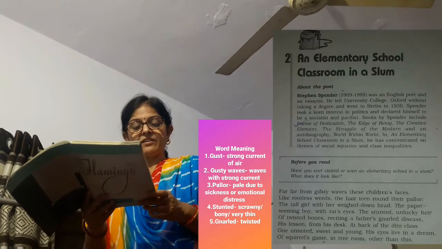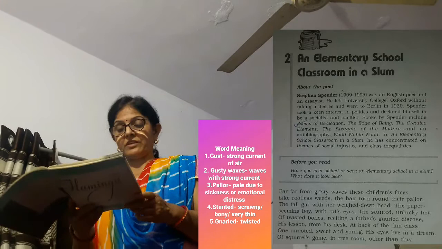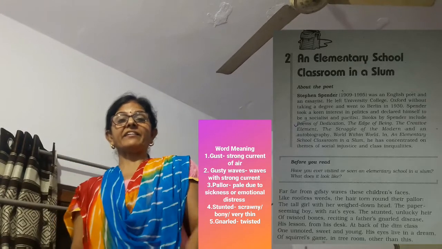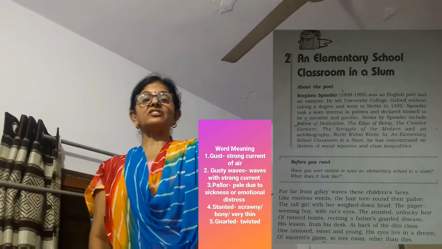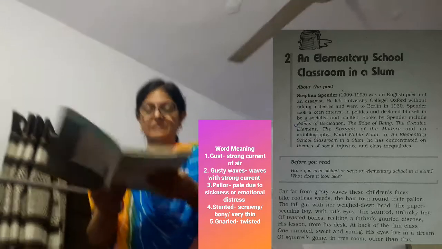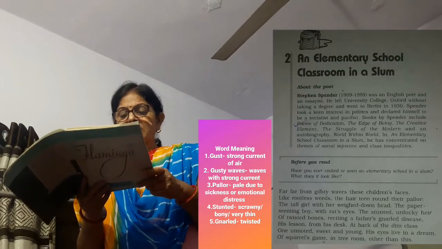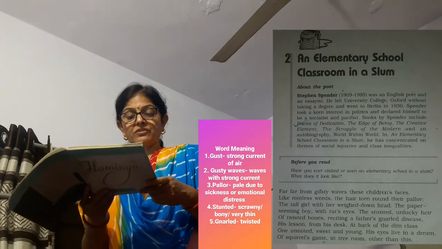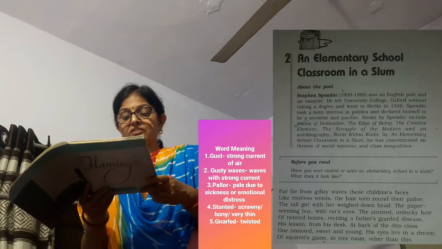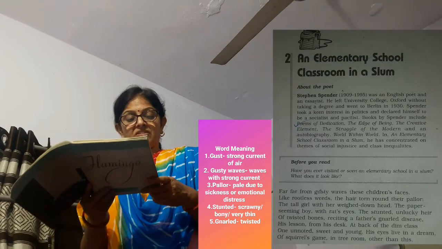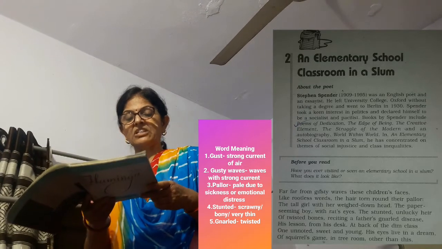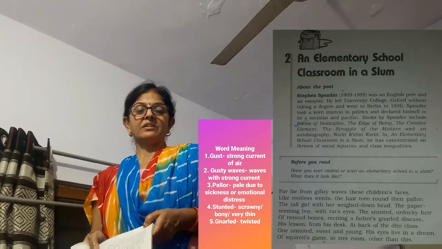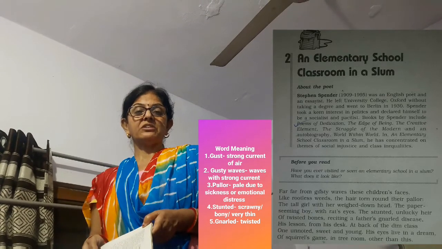Unlucky heir of twisted bones. H-E-I-R, heir. Heir means successor. The stunted, unlucky heir of twisted bones, reciting a father's gnarled disease. Gnarled means twisted, distorted.